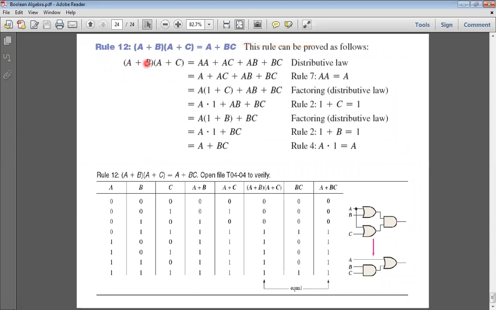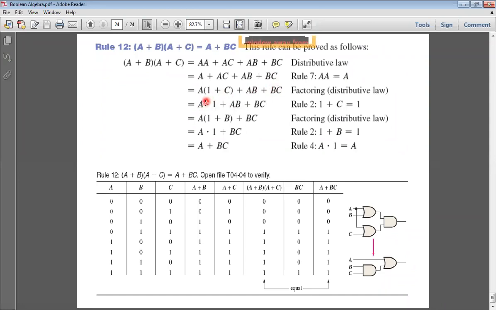You distribute this. A into A is AA. A into C is AC. B into A is AB. B into C is BC. This is by the distributive law. Now see, A into A is A. AC is AC, AB is AB, BC is BC. These 3 terms come as they are. AA becomes A. Now in these 2 terms, what is common? You can take A common, A into 1 plus C, and AB, BC, these 2 terms as they are.